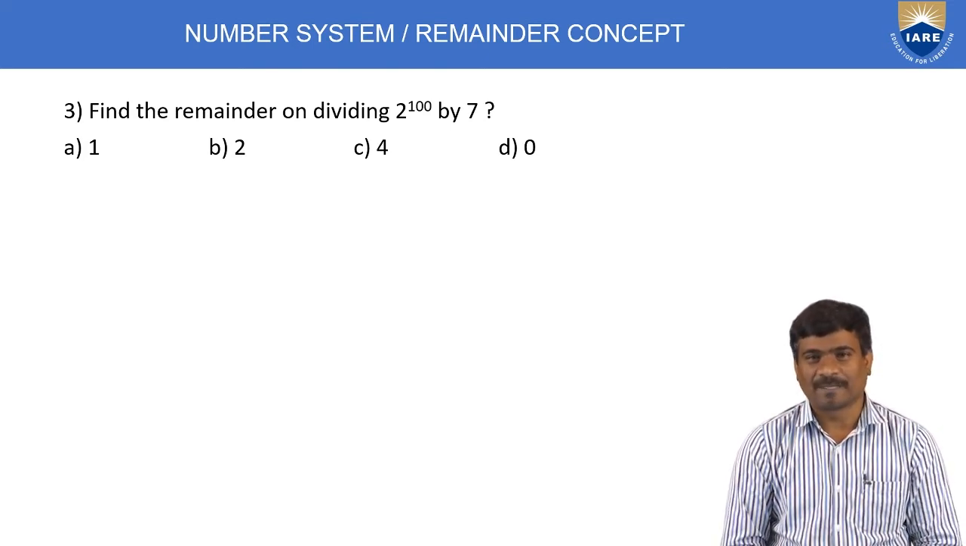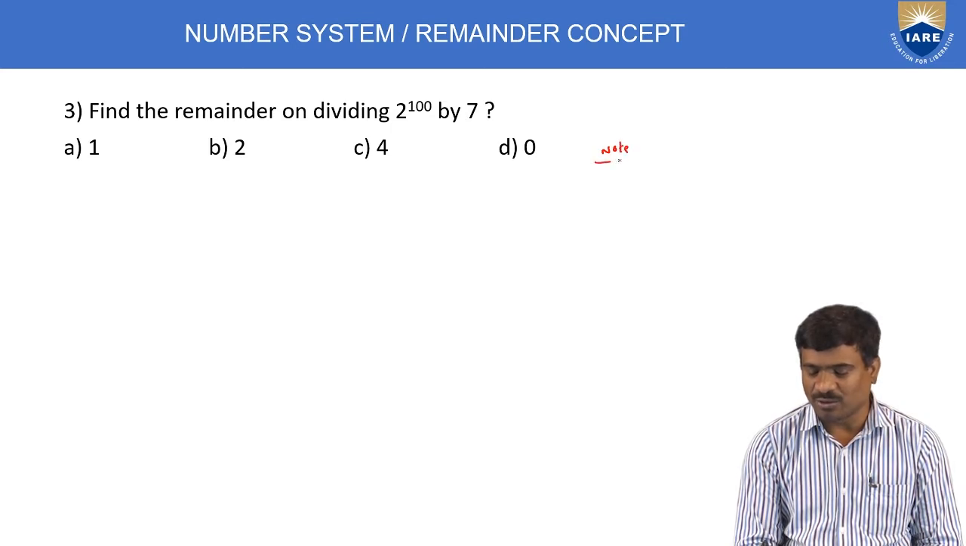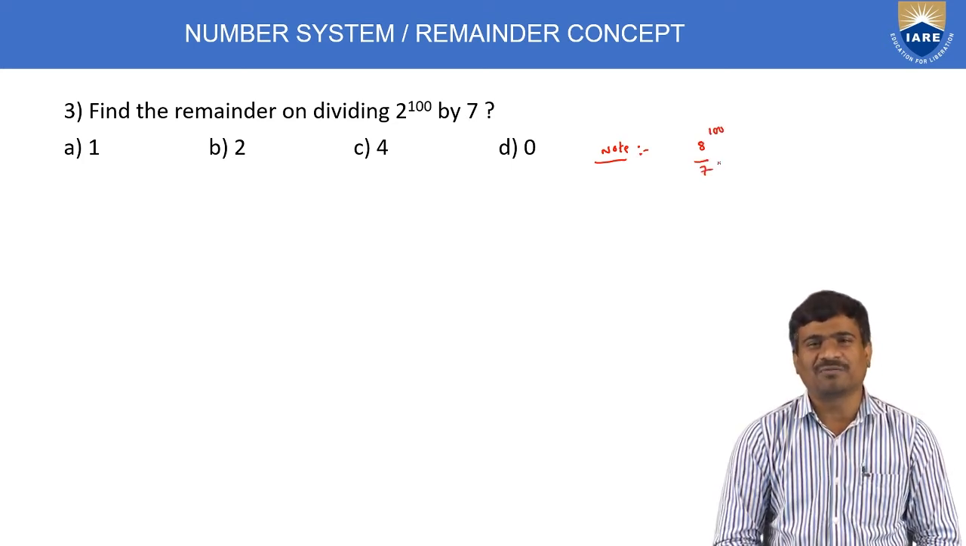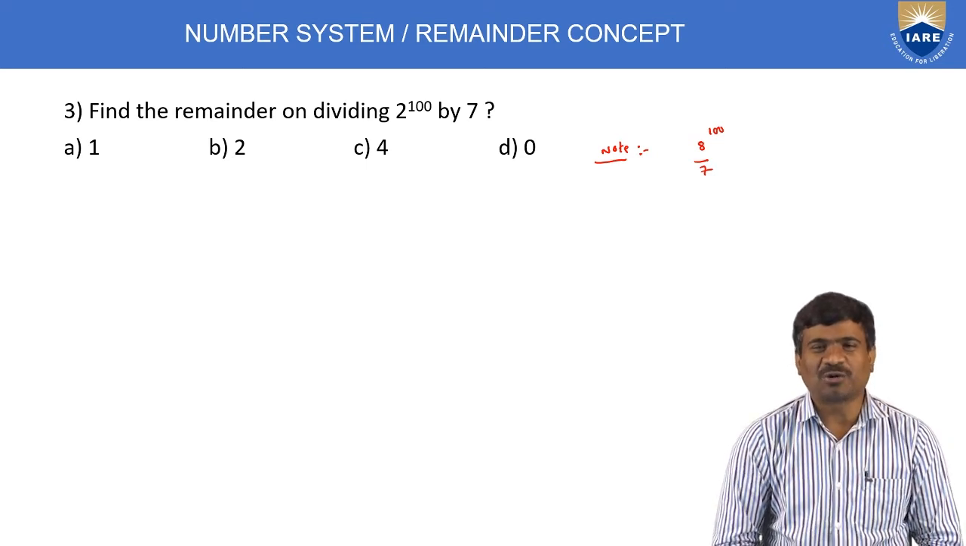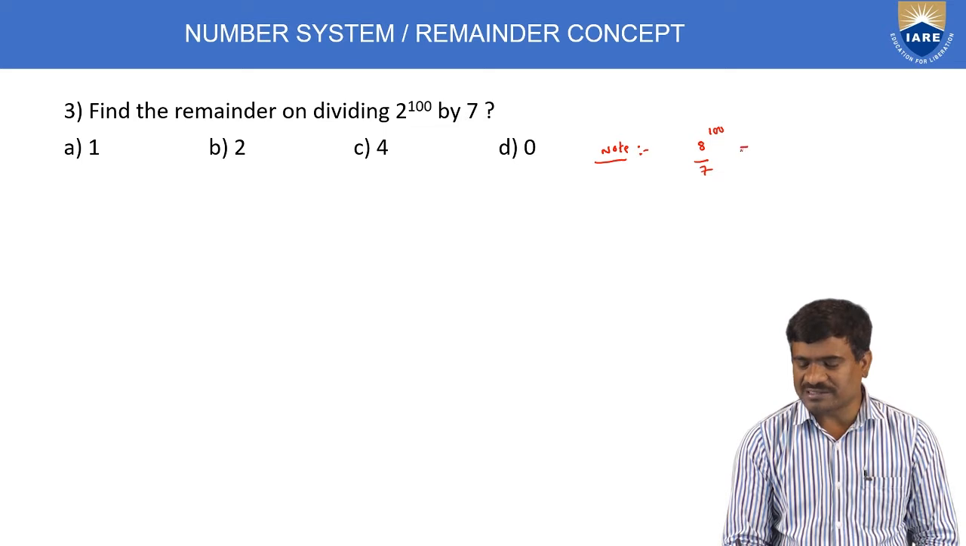Third example. A note: the third example, note condition. Suppose here 8 to the power of 100 by 7. Find the remainder on dividing 8 to the power of 100 by 7.